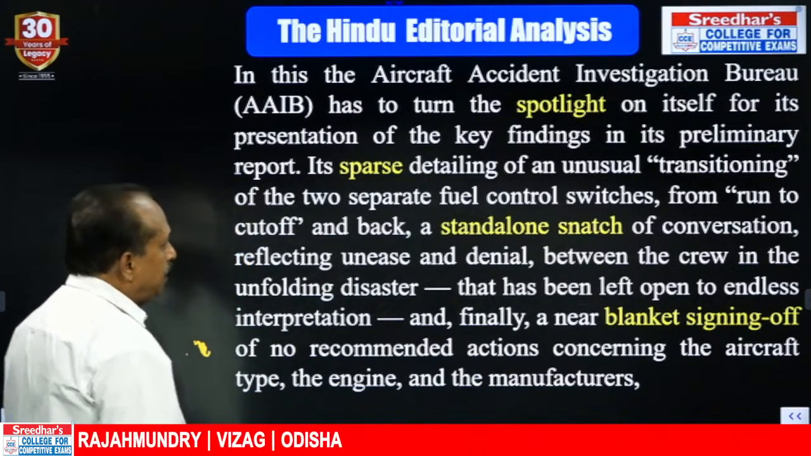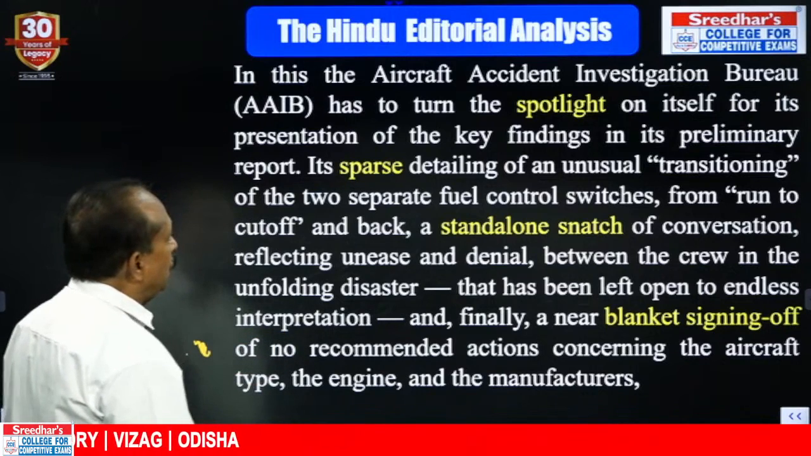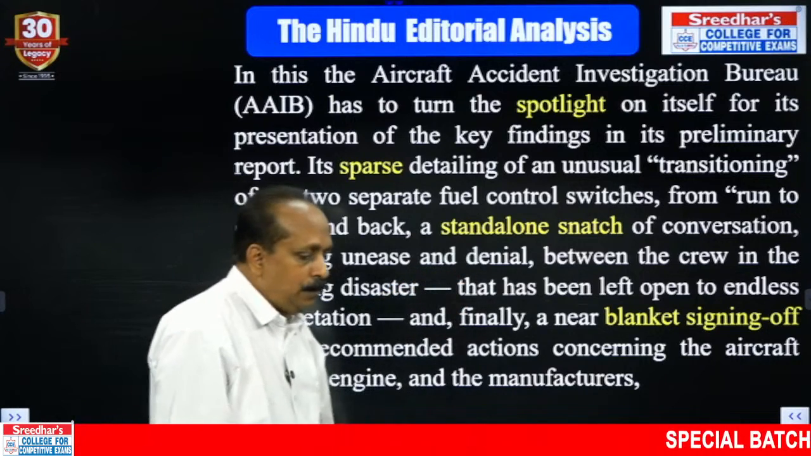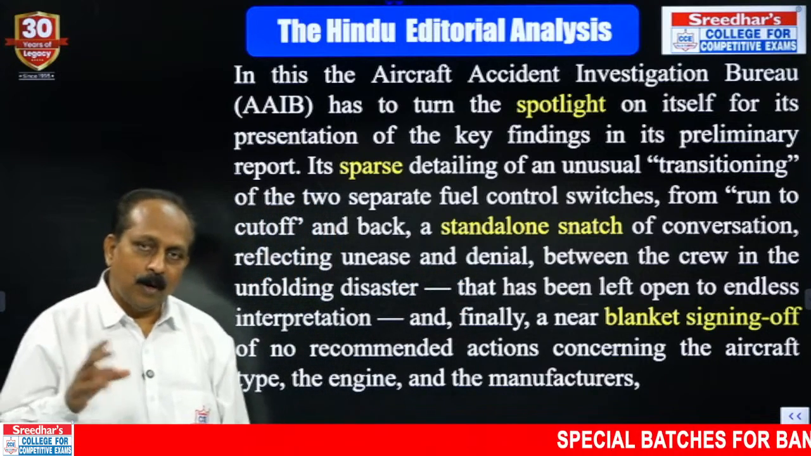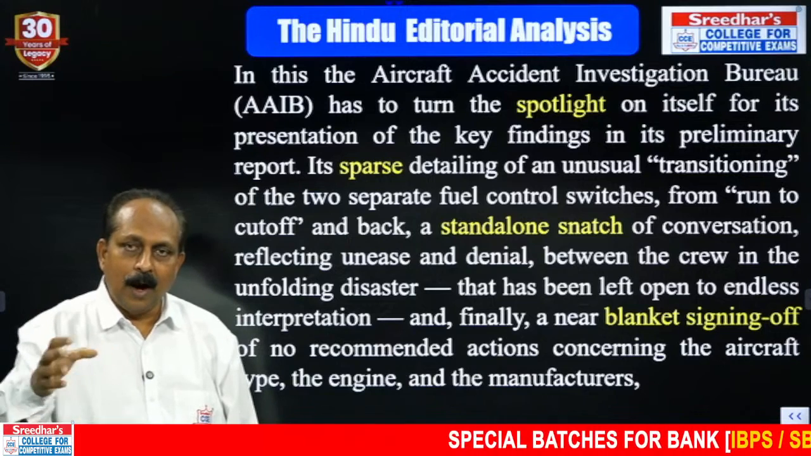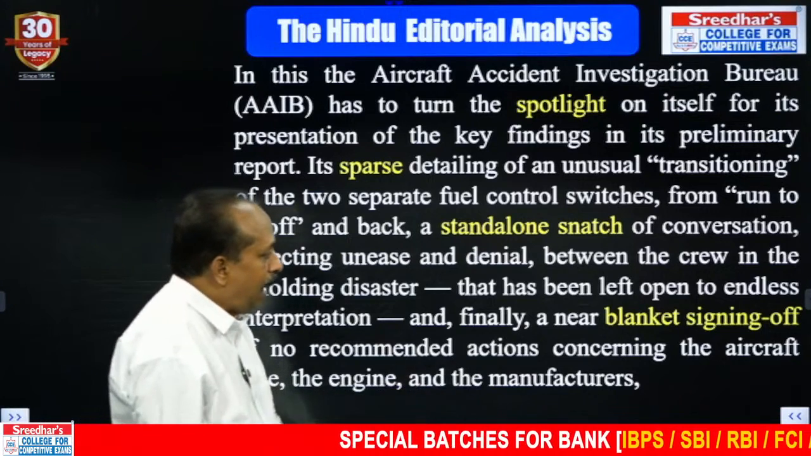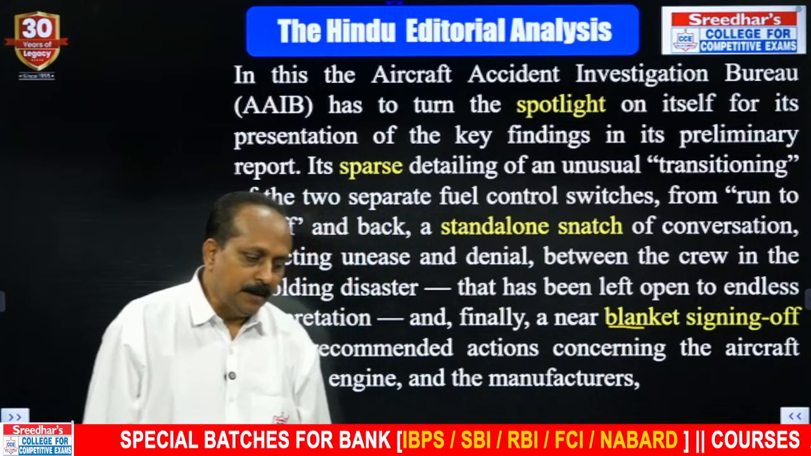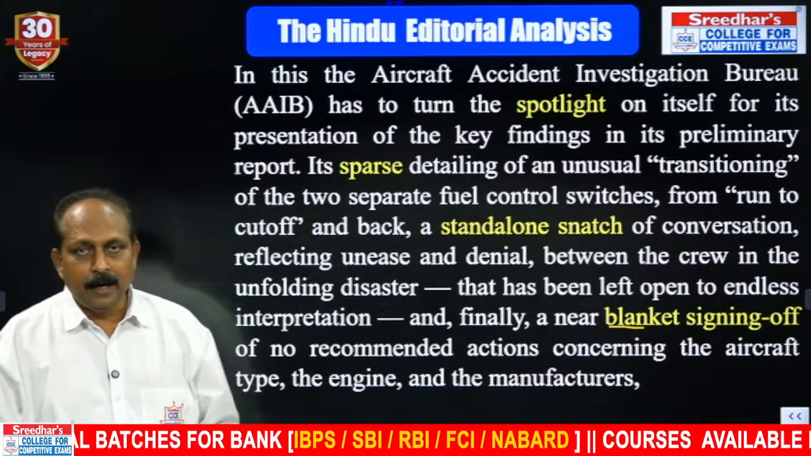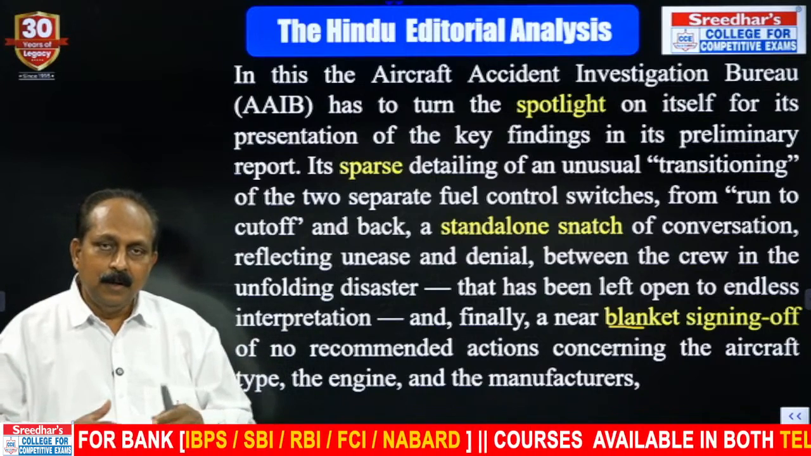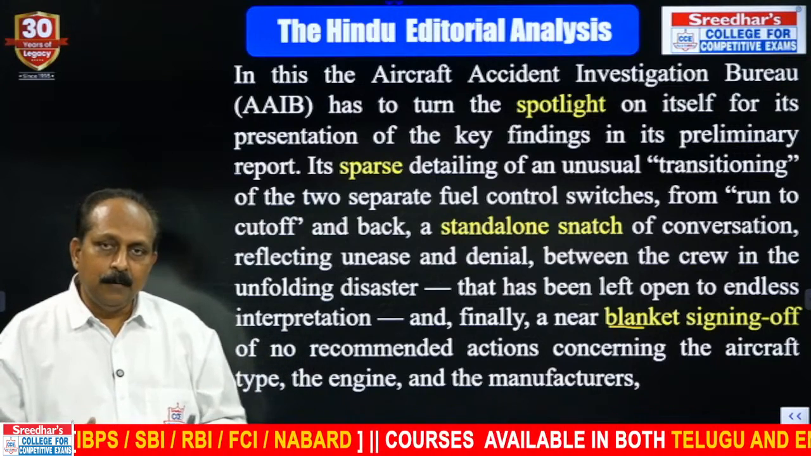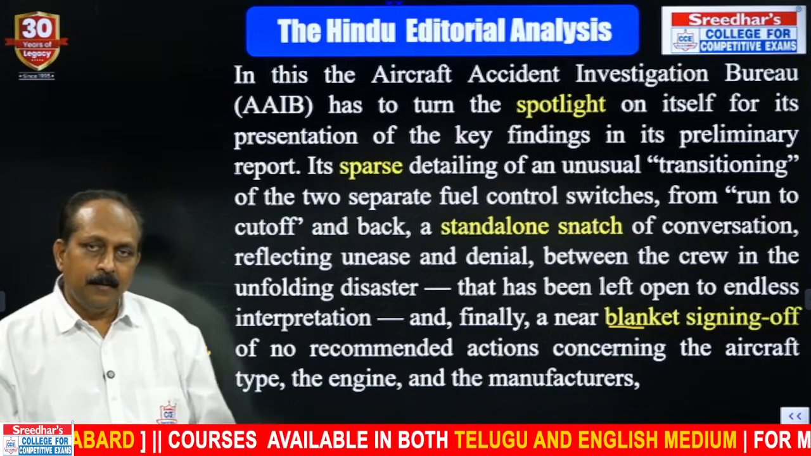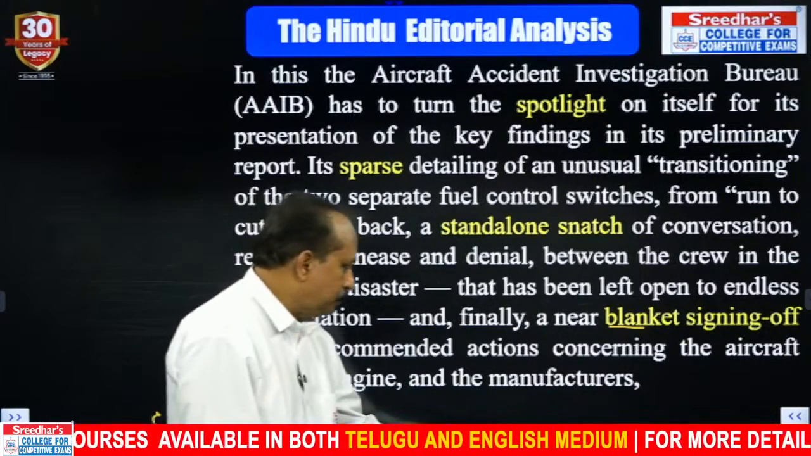This is in a nutshell, but I'll tell some important words like spotlight, sparse, standalone, snatch. Standalone means being independent. Snatch, one of the meanings, to take or grasp quickly. And blanket, signing off. Blanket has two or three meanings. One meaning is bed sheet, but here blanket means comprehensive, exhaustive. Not touching everything, blanket signing off, and we can use it in the negative form.